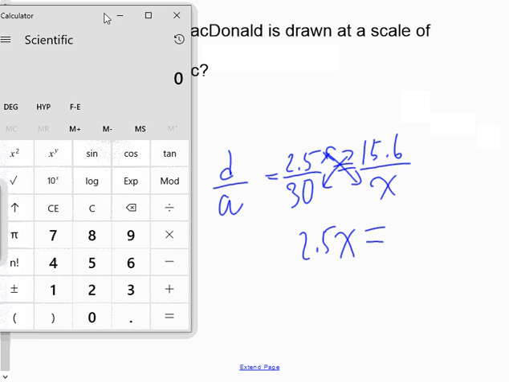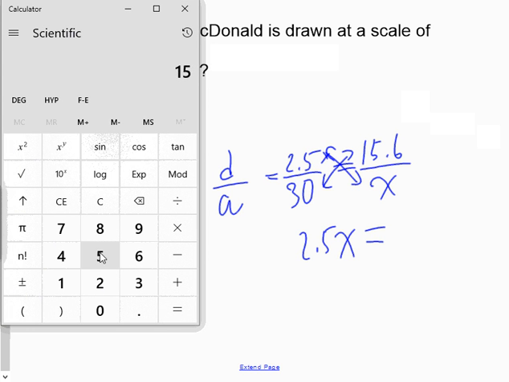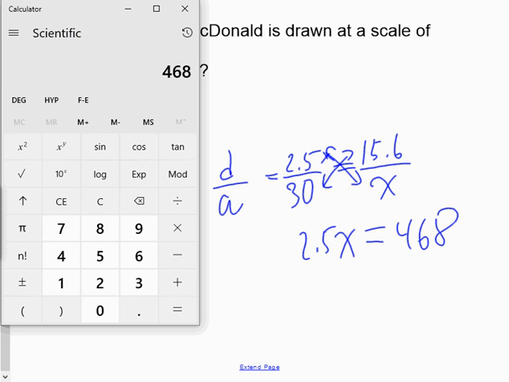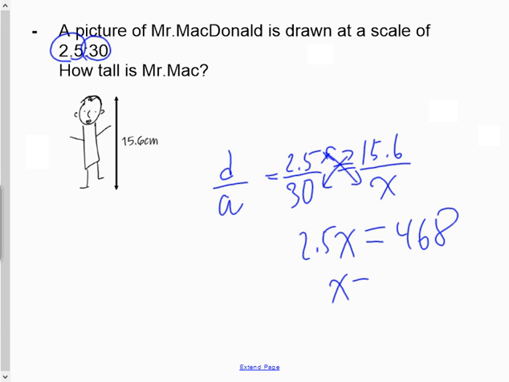Bring my calculator over. 15.6 multiplied by 30 is 468. And if I want to isolate the variable here, I'm going to divide both sides by 2.5 to find out what x is. So divide that 468 by 2.5. And it's going to tell me that x equals 187.2.